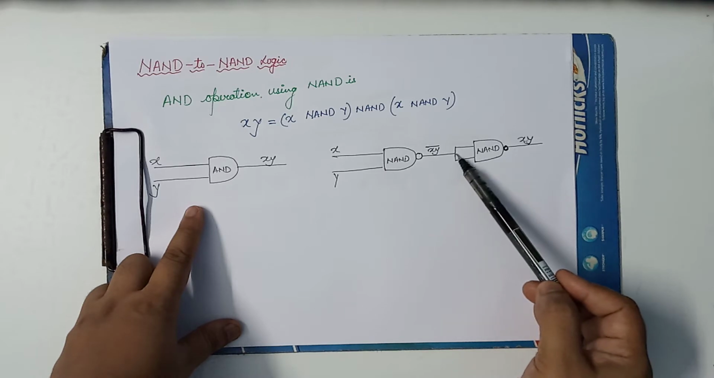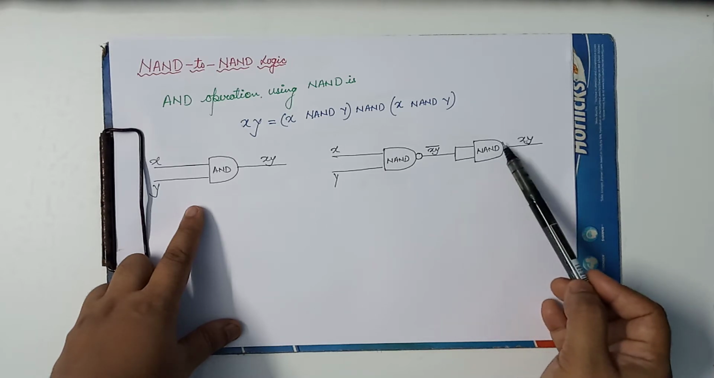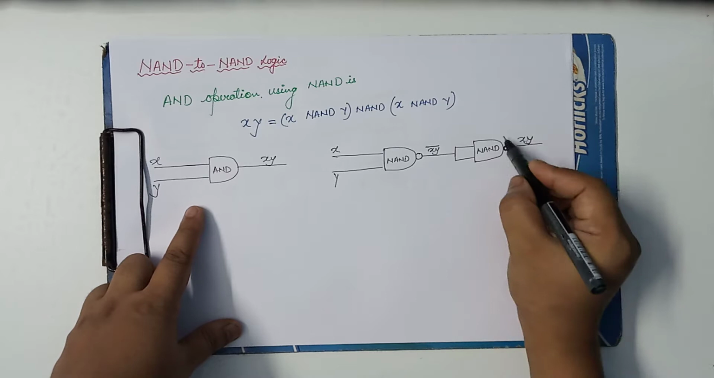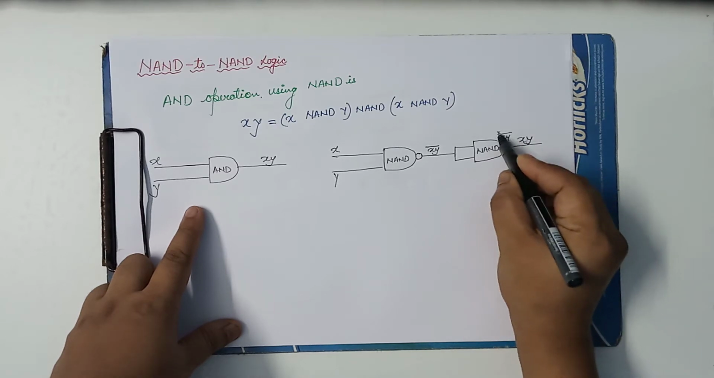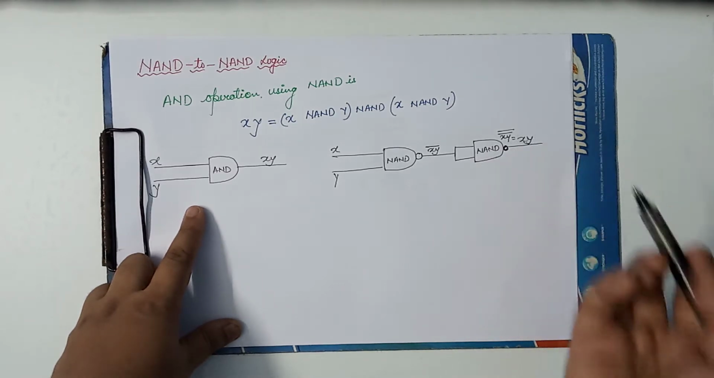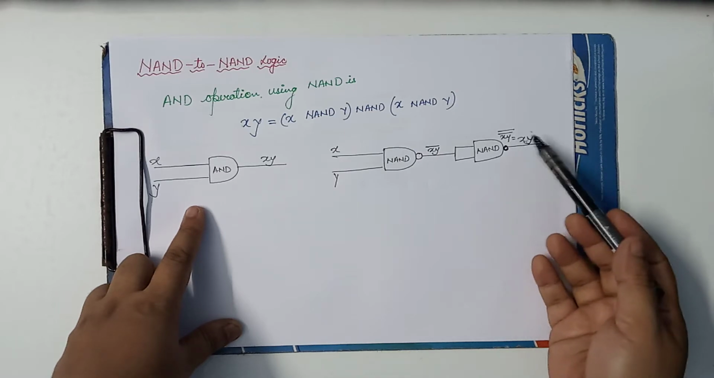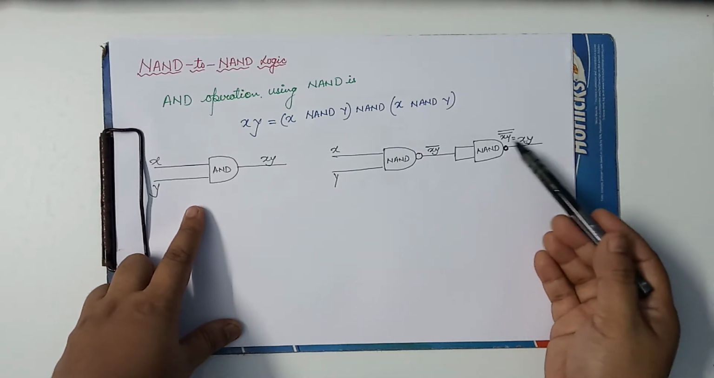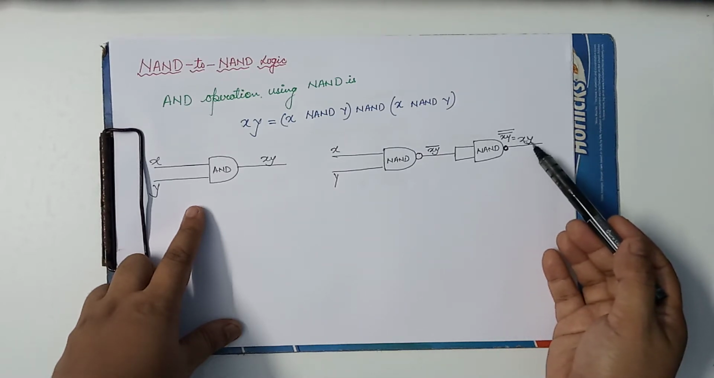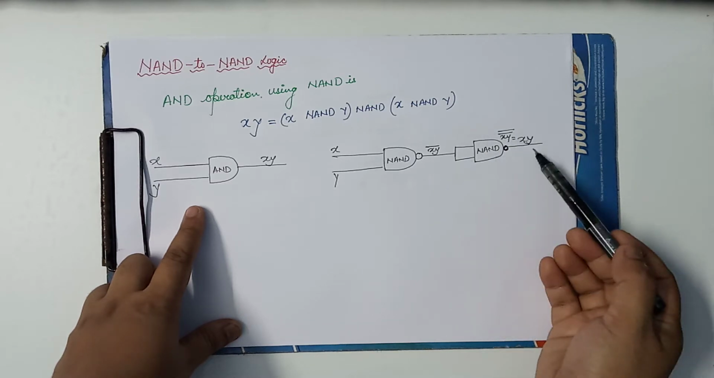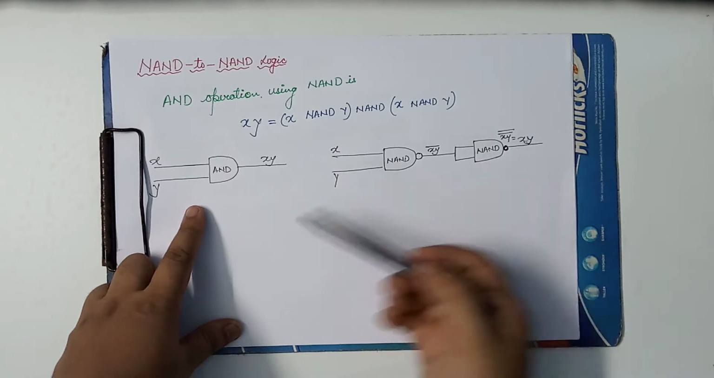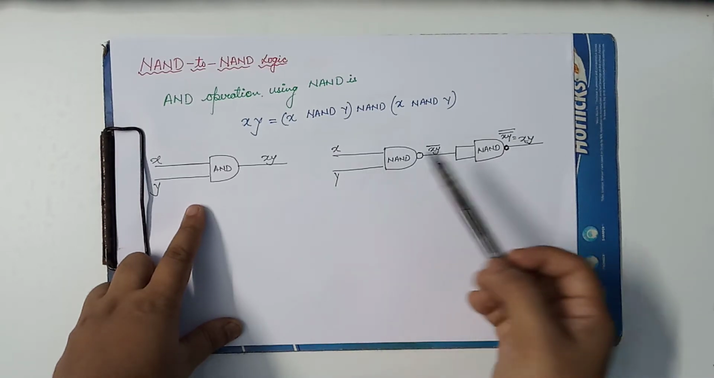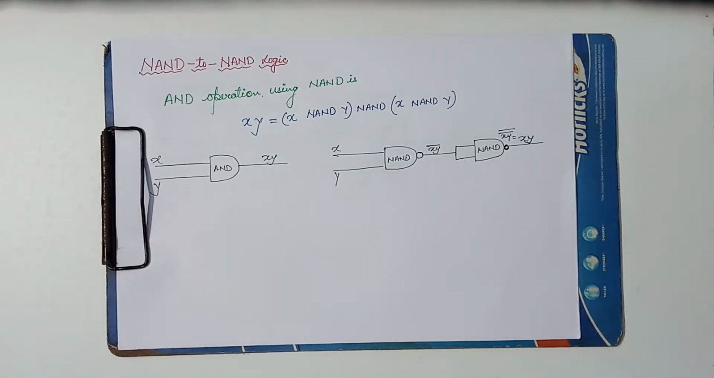So here we have shorted the input and now it becomes x y double bar. Because it is a double bar, through the involution law, it will become x y. So here you can see the output of this diagram and this diagram is the same. This is how the AND operation can be implemented using the NAND operation.